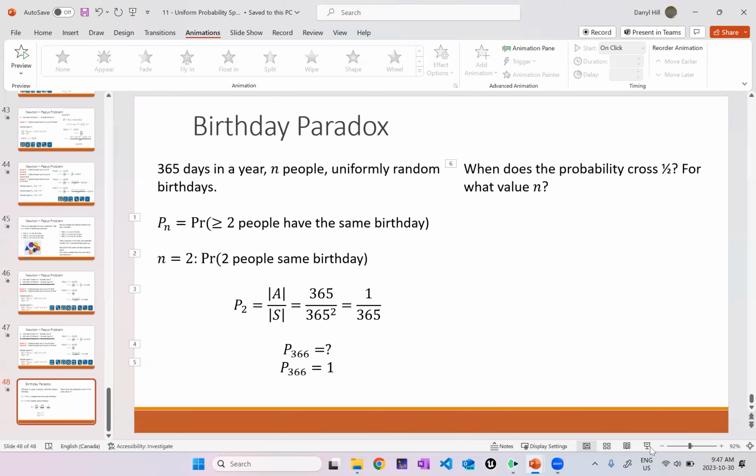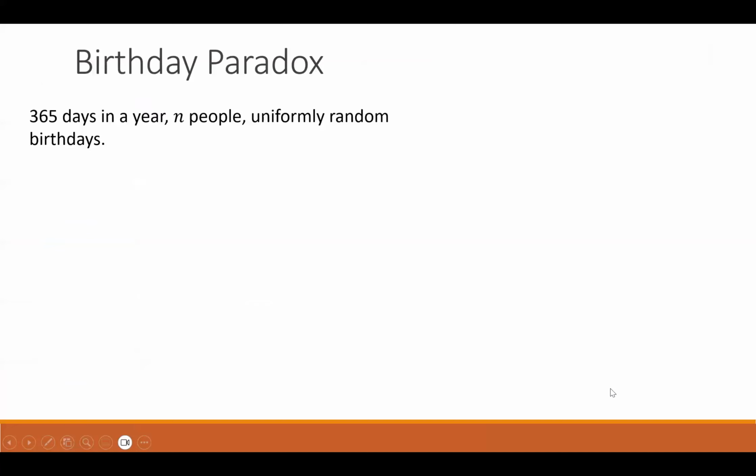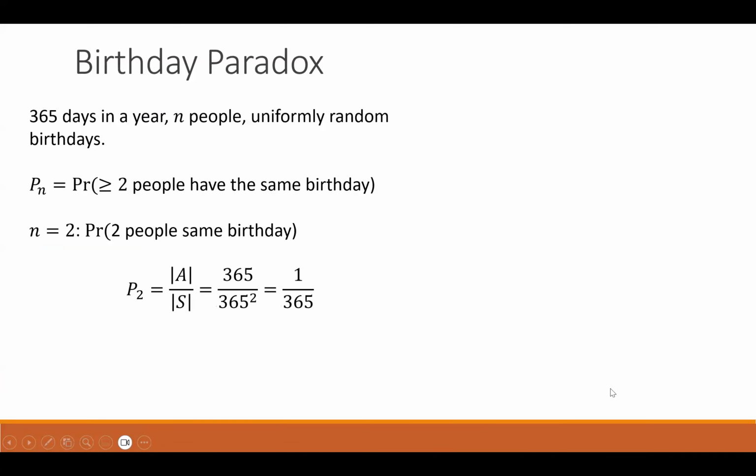Yeah, so here's another question to think about. The probability that 2 people share the same birthday is 1 over 365. What if I have 366 people? What's the probability that 2 people share the same birthday? Yeah, it's 1, right? How do we know that?